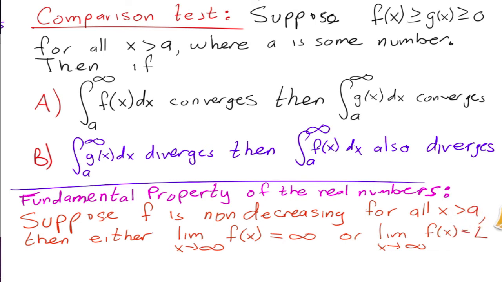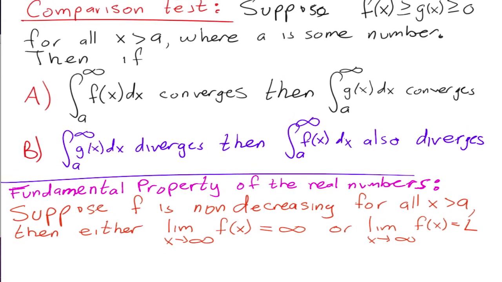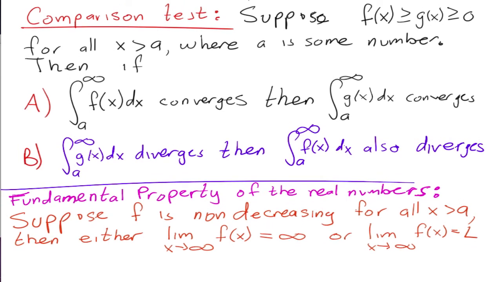So if it's non-decreasing for all x values greater than some number, then it has to either go up to infinity or converge to some number. We'll call it L. That might seem kind of obvious, but that's okay. Now let's prove A, and maybe we'll leave B for some other time.